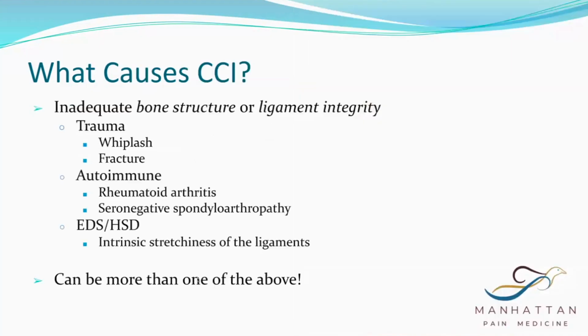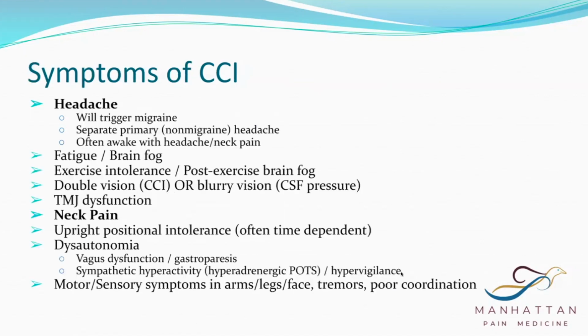What causes CCI? At the core, it's inadequate bone structure or loss of ligamentous integrity. This can happen with trauma, such as whiplash, fracture to the neck. It can happen in autoimmune conditions. We see this with rheumatoid arthritis or some of the seronegative spondyloarthropathies where there's autoimmune degeneration of this tissue. And we see it in hypermobility spectrum disorders and Ehlers-Danlos Syndrome. And of course, it can be more than one of the above. It's not uncommon. We have patients with EDS who had whiplash or EDS with autoimmune.